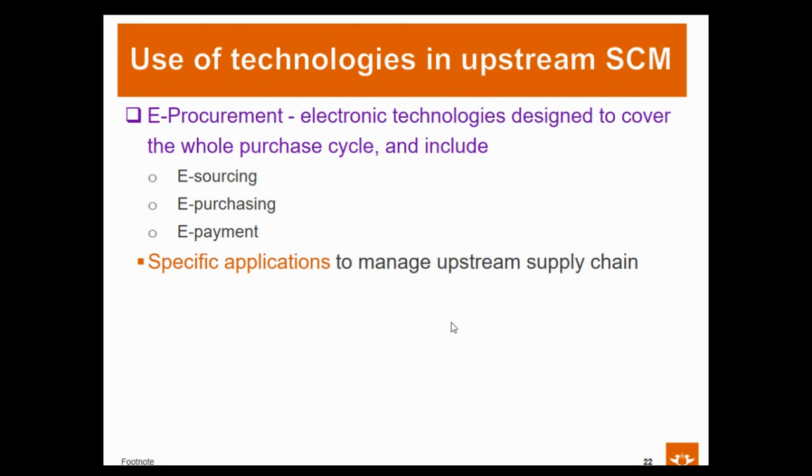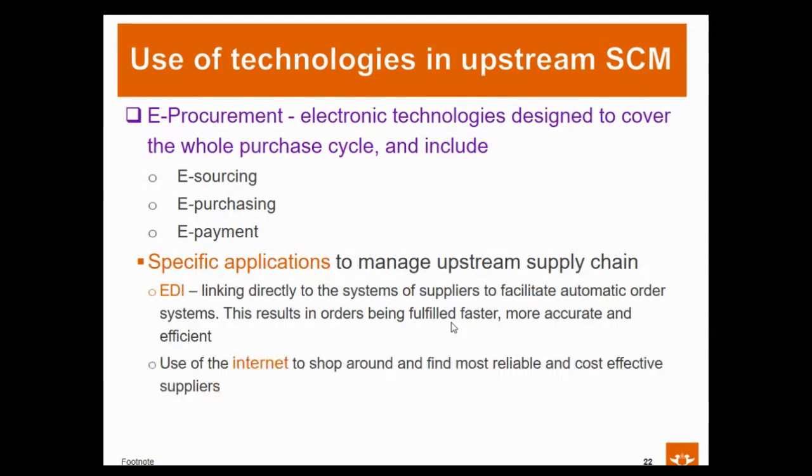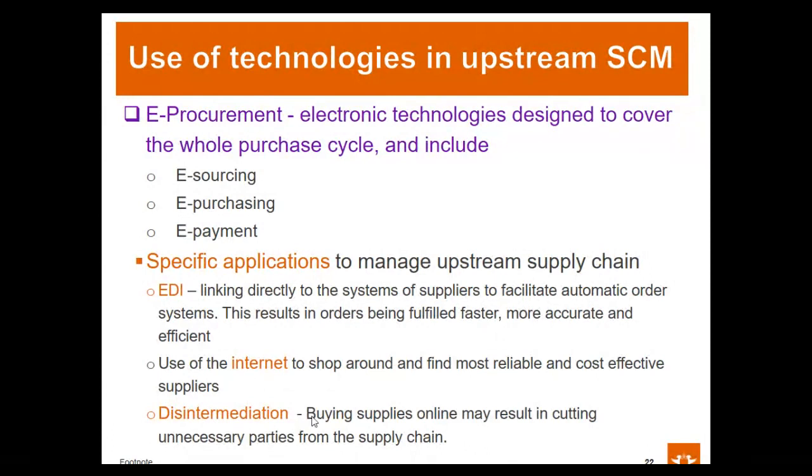These are technologies that companies use to manage the supply chain. Firstly, I've spoken about electronic data interchange, and the use of the internet to shop around and find the most reliable and cost-effective suppliers, and then this concept over here, which is referred to as disintermediation. Disintermediation is the process whereby buying supplies online results in cutting unnecessary parties from the supply chain.